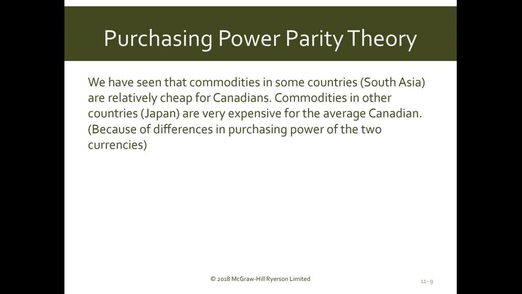For example, let's say Mexico for North Americans. Why? Because also of the differences in purchasing power of currencies. So your currency is overvalued, their currency is undervalued. So goods and services there look cheaper to North Americans, and therefore they would like to go to these places. For example, Thailand, for example, even India.